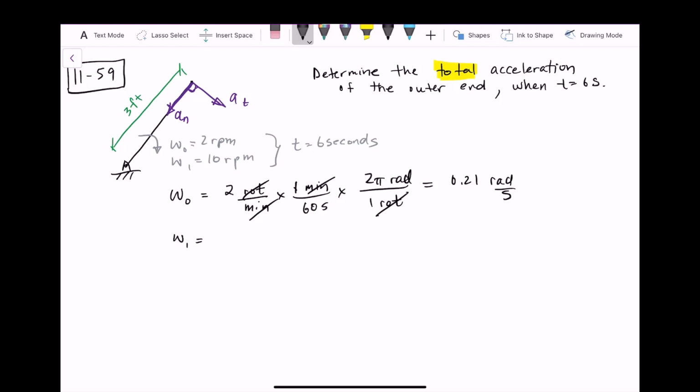Similarly, omega 1 is equal to 10 rotations per minute, times 1 minute per 60 seconds, times 2 pi rads per rotation. Rotations cancel out, minutes cancel out, and we're left with 1.05 rads per second.